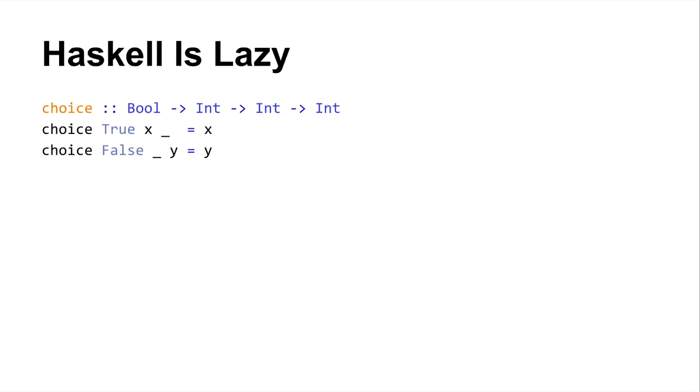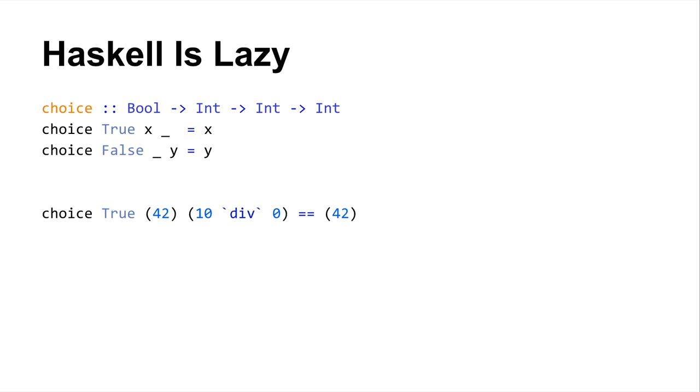So we know that Haskell is a lazy programming language. I've got this choice function that I wrote. It takes a Boolean and two integers, or expressions that are reducible to integers. Depending on the value of the first argument, true or false, we're going to give you back the left or the right argument. So you give me a true, I'm going to give you x, and I'm going to ignore the y. If you give me false, then I'm going to give you the y.